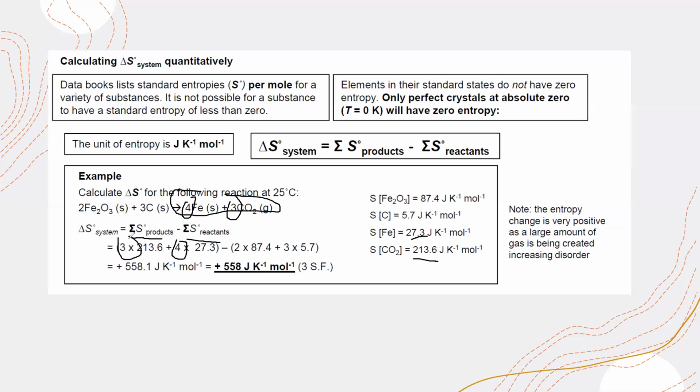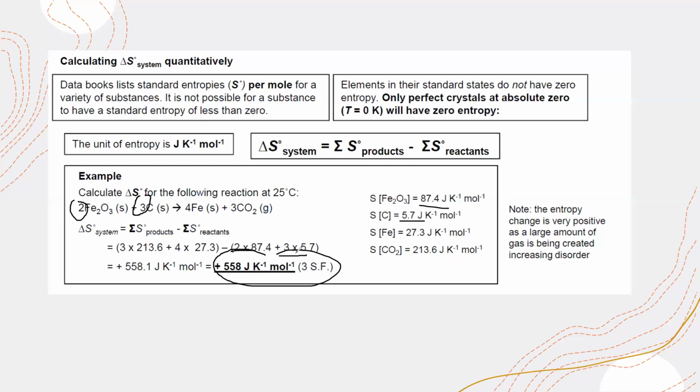So the formula is the entropy of the products minus the entropy of the reactants. We calculate for the product, and for the reactant, carbon is there, which is 5.7 multiplied by 3, and for iron oxide, 2 moles are there. For each mole it is 87.4. That's why it's multiplied by 2. When you solve, you will get positive 558.